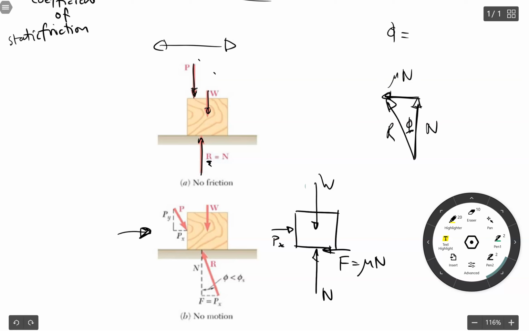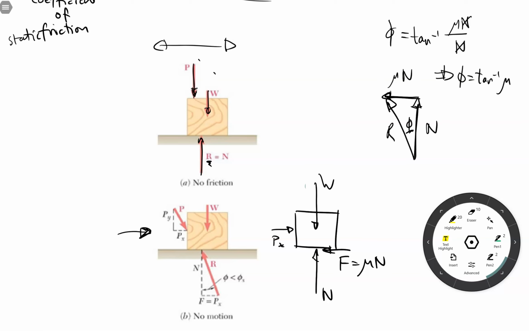Phi is going to be, let me try that again, the inverse tangent of the opposite over adjacent, yeah? So the inverse tangent of mu N over N, which obviously is the inverse tangent of, those Ns cancel, yeah? So we can say that phi is equal to the inverse tangent of our coefficient of friction. Okay, so that's what we've got.